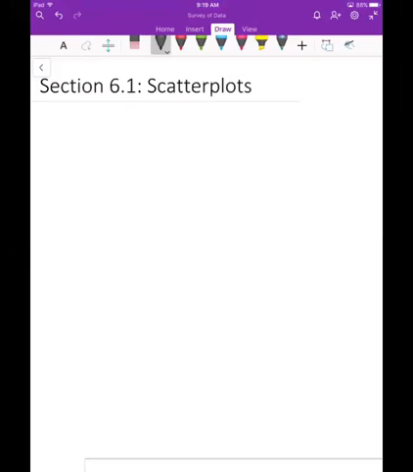So one thing this section starts out with is a review of explanatory and response variables, which we talked about back in chapter 3, I think, with all the statistics stuff. So remember here that we use X to represent our explanatory variable, and we use Y to represent our response variable.